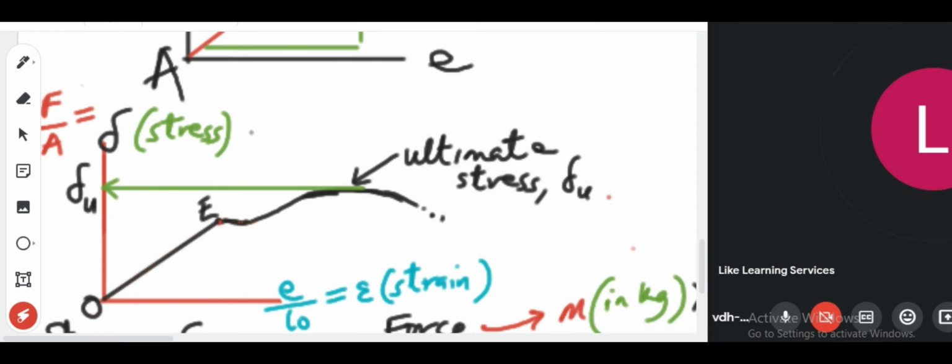Now once it exceeds the elastic region, it enters the plastic region. This whole region is the plastic region. When the load or the force is removed, it will no longer return to its original length. So we say it has been permanently deformed. Now this is the highest stress possible. The value obtained at this peak is the highest stress, which we call the ultimate stress.